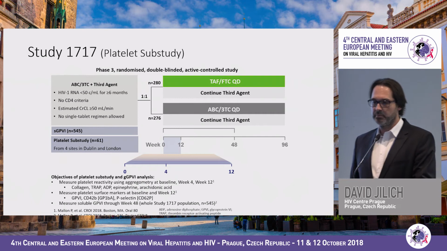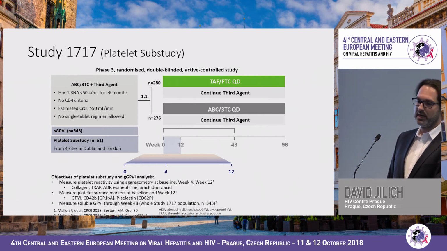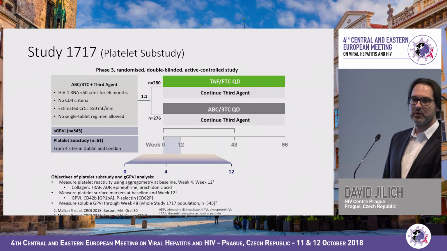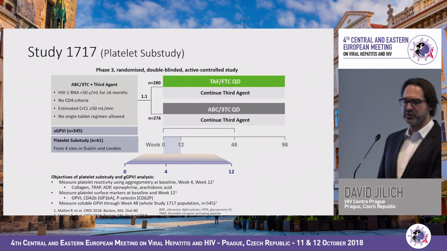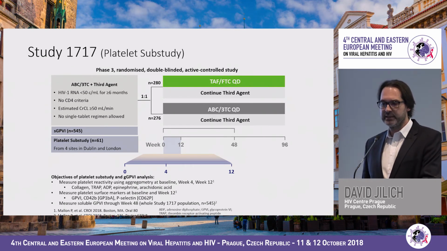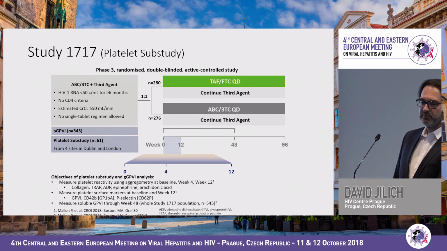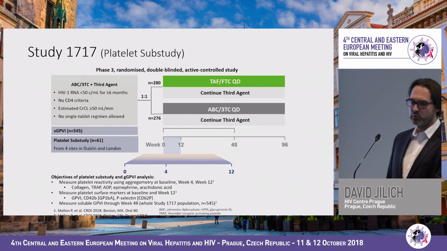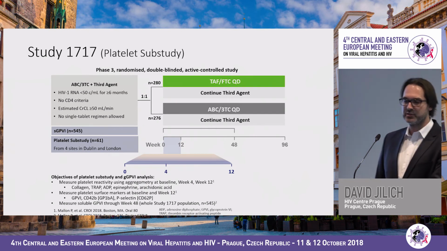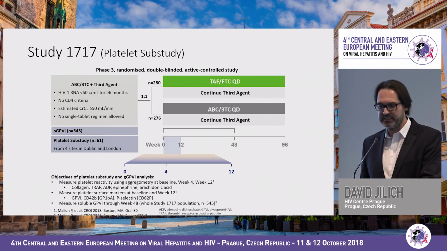Cardiovascular risk, another big issue in HIV clinical practice. Earlier this year, we have seen a presentation as a late breaker at the CROI conference presented by Patrick Mallon from Ireland. This platelet sub-study of study 1717 included patients who were treated with a combination including abacavir and 3TC, and part of them was randomized to switch to TAF and FTC.